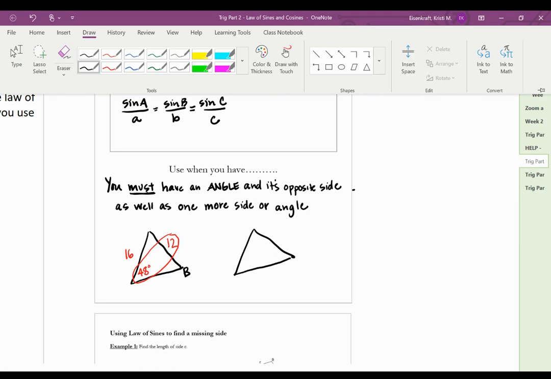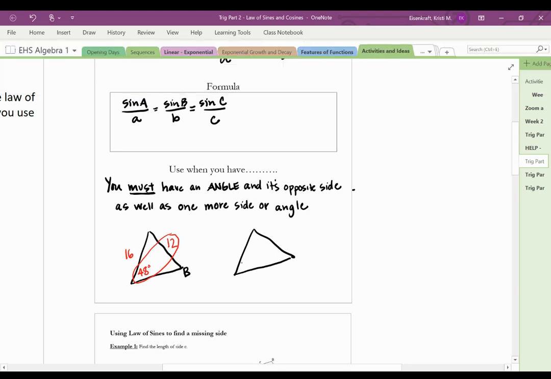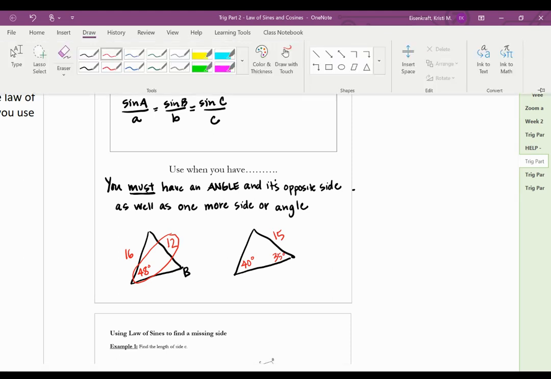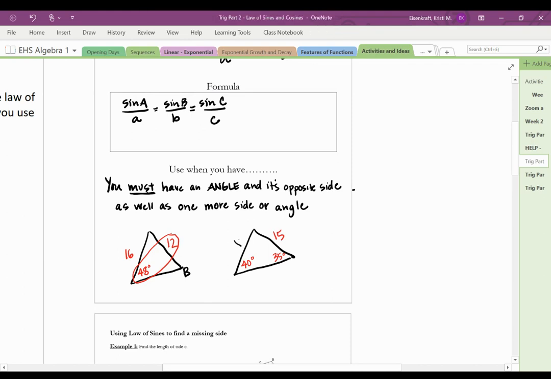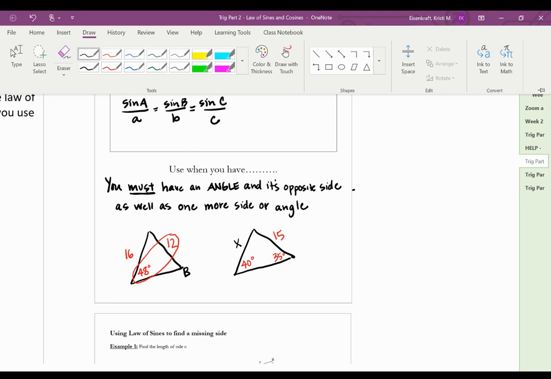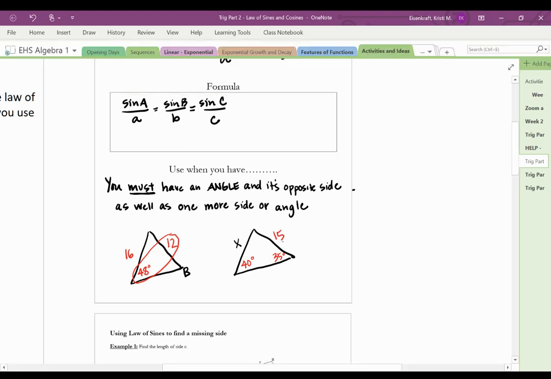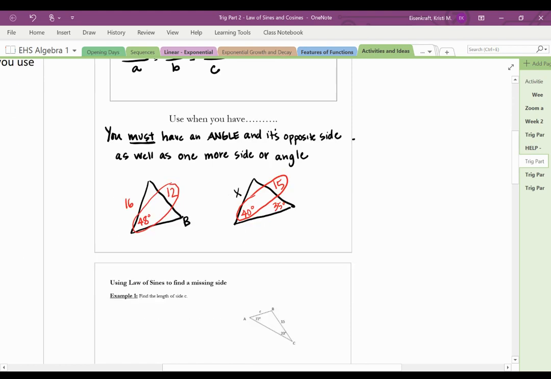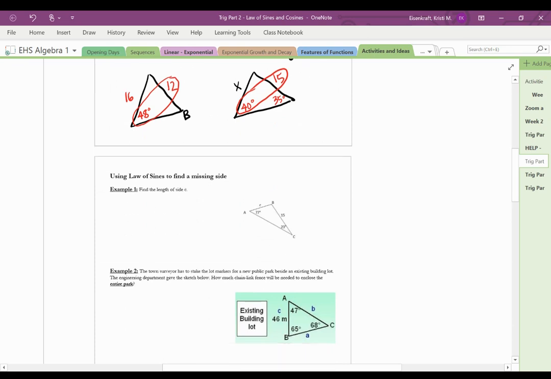I also could use it if I had, let's say, this is 40 degrees. Let's say this was 15 this time. And then let's say I knew this was 35 degrees. And then I didn't know this side. So I could use law of sines here, because I have an angle and its opposite side, and then another angle measurement here. So I could use it to find x. All right, let's just truck along and do some examples. The examples I'm going to do in this video are all where we are trying to find missing sides.